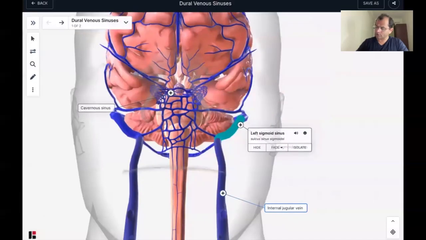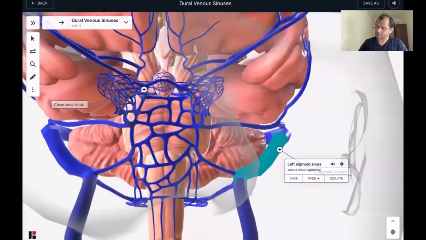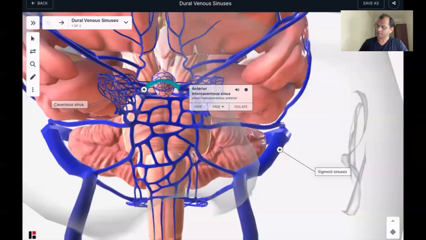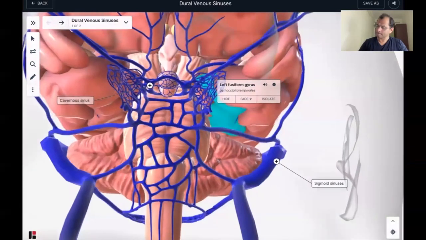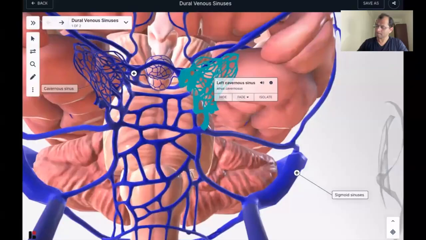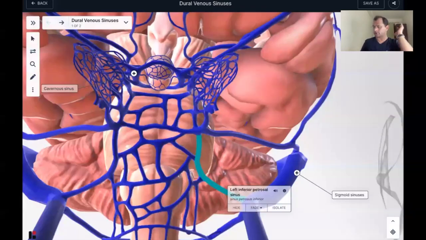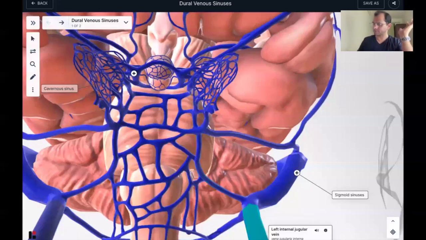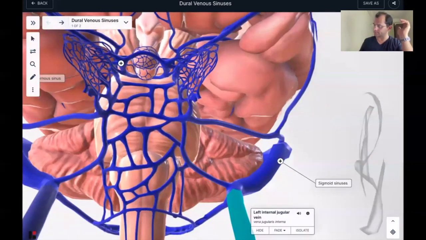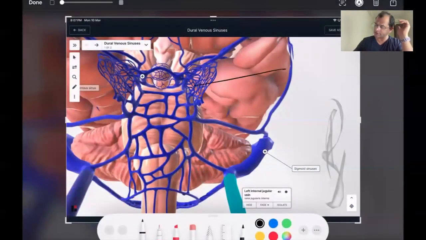Now I told you earlier about the cavernous sinus. This is the cavernous sinus. Then we see from the cavernous sinus, there is a petrosal sinus. This is the petrosal sinus, coming and meeting in the internal jugular vein. So now I will write here. This is the cavernous sinus, which is collecting blood from the eyes and surrounds the pituitary gland.